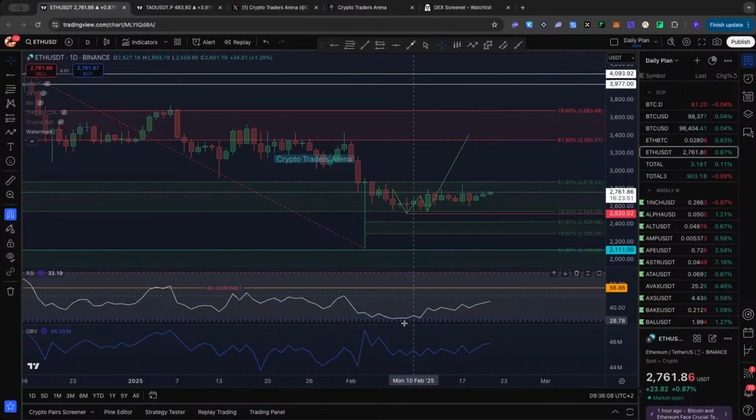Let's see what we have. Here we cannot talk about bullish divergence because we have this weakness to the downside, and you can see OBV is all over the place.